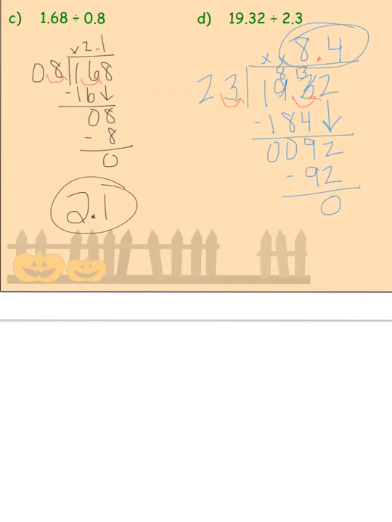Moving to example D, same thing, had to move it 1 time. So you do 1 time inside the house. This one was probably a little bit tricky. You had to probably do some guess and check on the side for some multiplication. 23 doesn't go into 1, doesn't go into 19, but it goes into 193. And it goes in 8 times. 8 times 23 is 184. Subtracting, you end up with 9. Bring down the 2. 23 goes into 92 4 times. 4 times 23 is 92, and you end up with 0. No more numbers to bring down, so here's your answer.